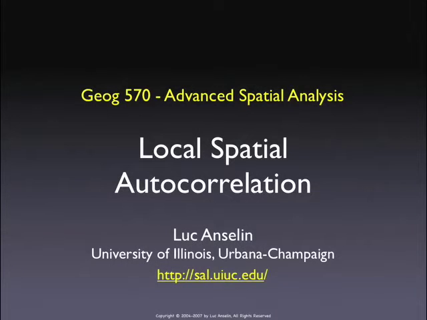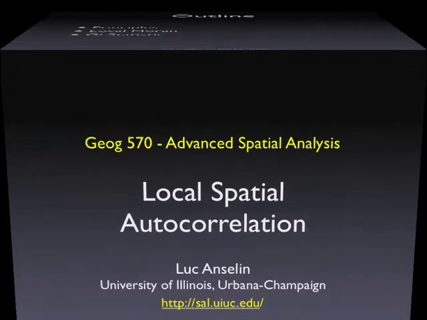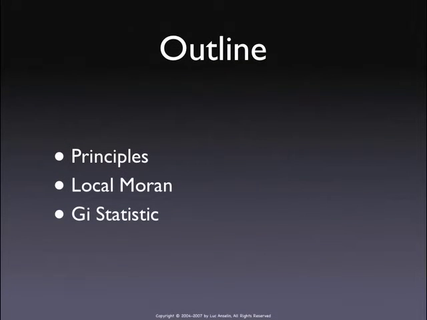I'll start by giving you the general principles dealing with local versus global. We've been through this before. It's just kind of a recap. And then spend some time on a specific case of local spatial autocorrelation statistic, namely the local Moran's I, and very briefly also discuss another alternative, the Gi statistic, developed by Art Getis and Keith Ord.